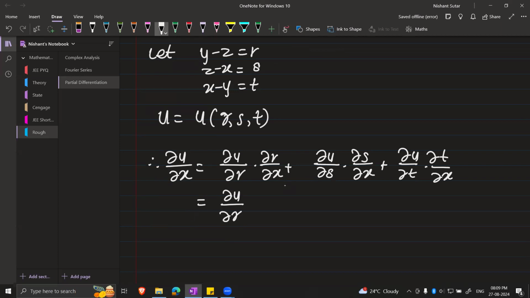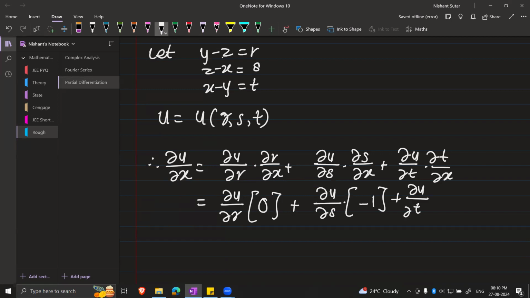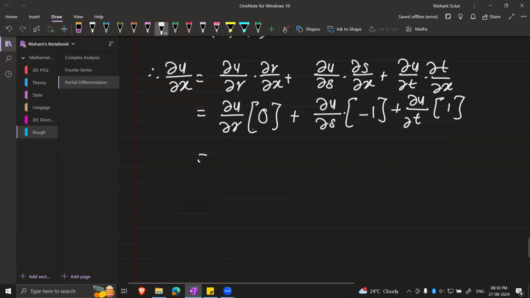I'll keep del u by del r as it is and evaluate del r by del x. So note that del r by del x is 0, plus del u by del s into del s by del x, which is minus 1, and then plus del u by del t will get plus 1. So we will remain with del u by del t minus del u by del s.